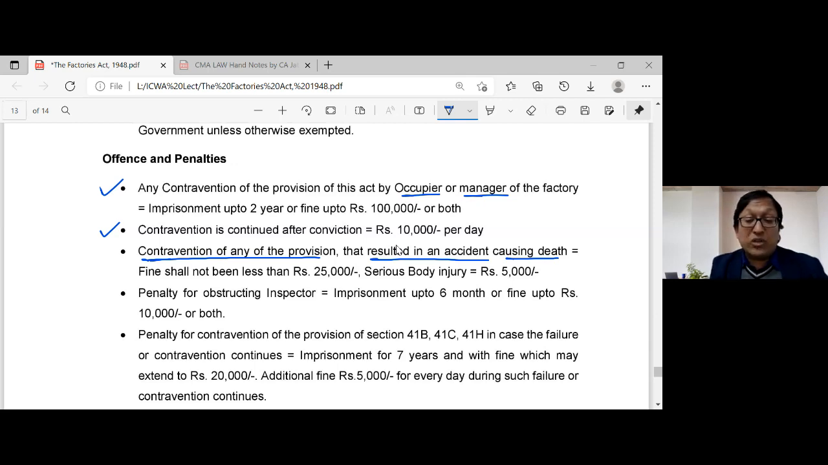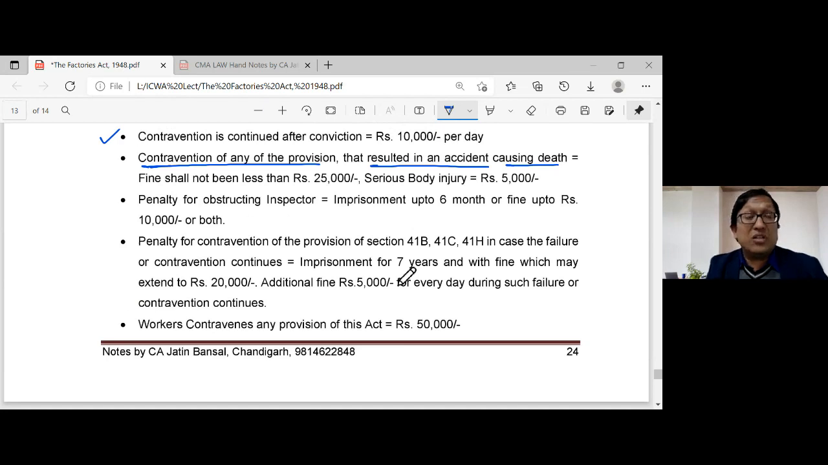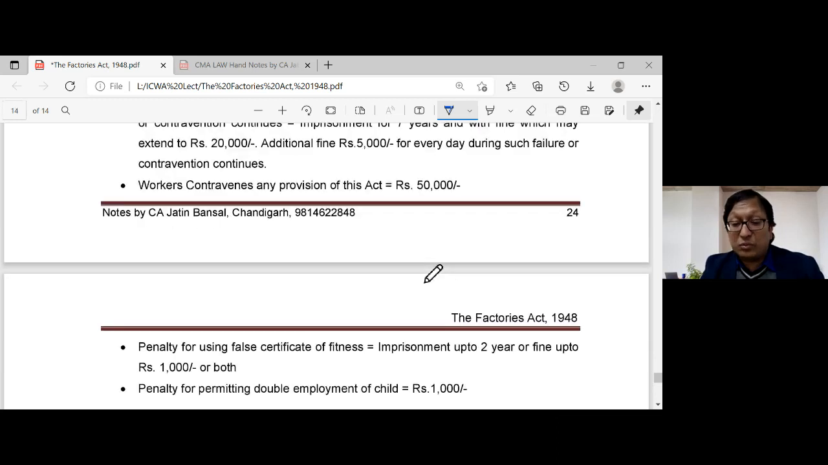Penalty for obstructing the inspector. If you are obstructing the inspector, then there is imprisonment of up to 6 months or a fine of up to 10,000 rupees, or both. And then we have penalty for contravention of the provisions; you need not learn these sections. If the workers contravene any provision of this Act, then the penalty is up to 50,000 rupees.